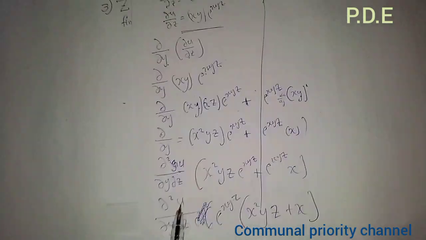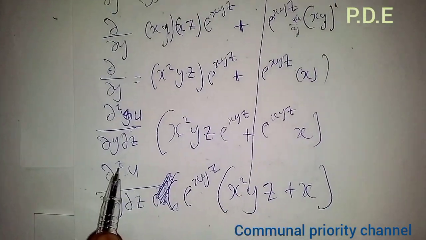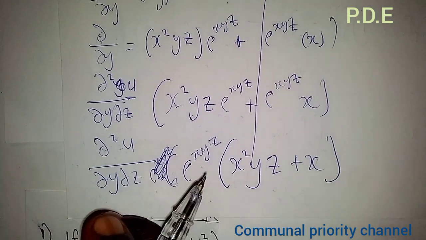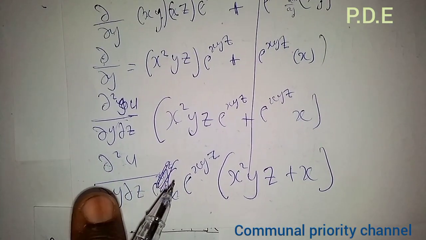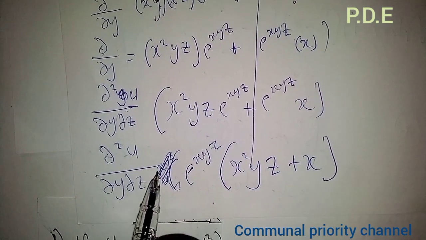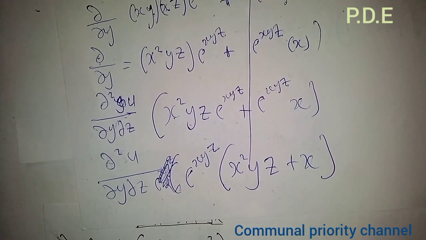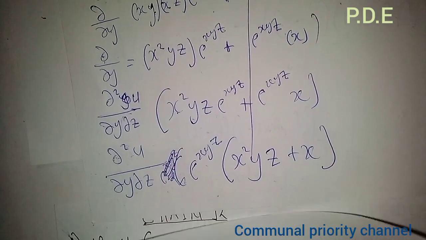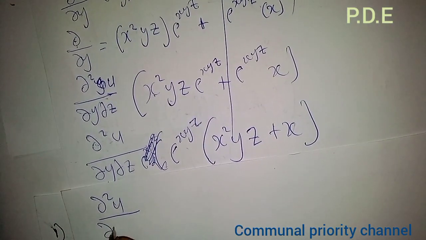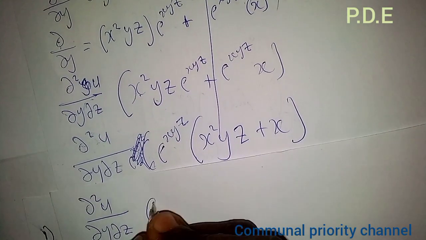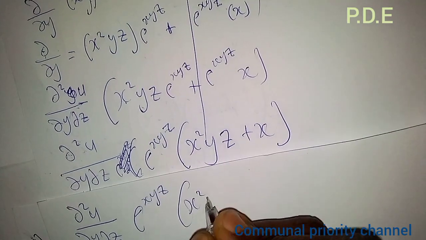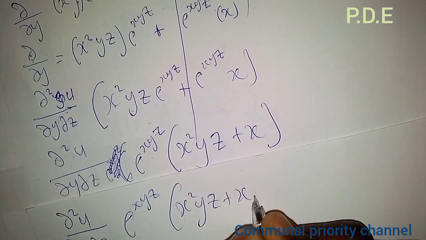So now for del square u over del y del z, as we solved in the previous example, we will follow the same method. The only thing is that this one we also have del x and the del cube. So now we are proceeding for the x. And for the x, don't forget the final answer we got here, which is what? Del square u all over del y del z of exponential xyz into x square yz plus x, close bracket.